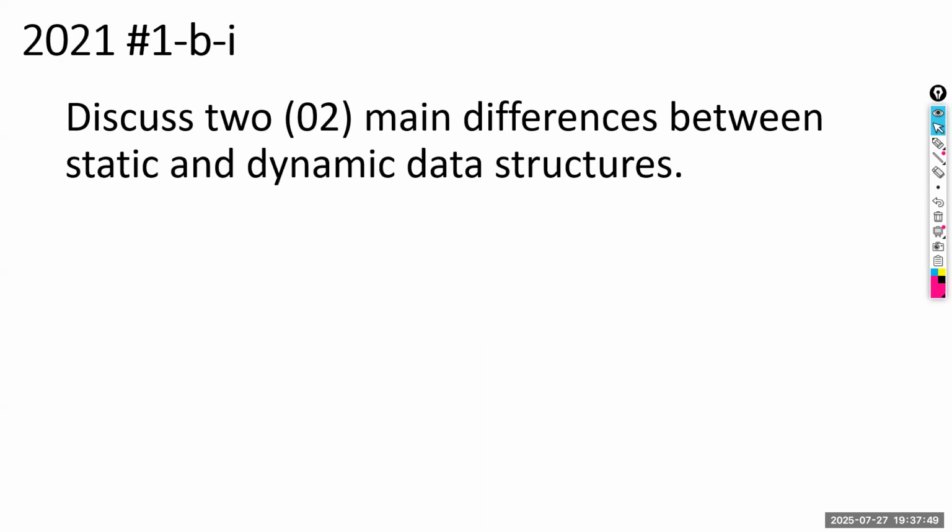So this is 2021 question 1, B1. Discuss two main differences between static and dynamic data structures. We have already discussed this. Static, dynamic. This paper is an essay type paper, a structured essay. In semester 3, you have the structured essay. We are only taking the structured essay questions.